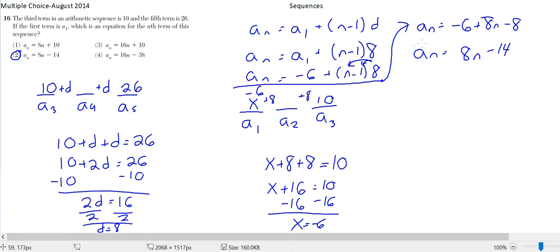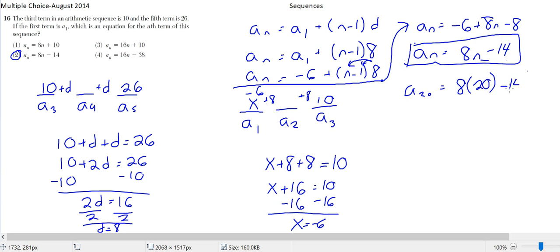Now this is a formula for the sequence with the given conditions in the question. We could use this formula to solve for, let's say, the 20th term in the sequence. Let's say we wanted to find the 20th term. We would do a sub 20 is equal to 8 times 20 minus 14. And 8 times 20, you could do it on your calculator if you don't know what it is, but it's 160. So 160 minus 14 is 146. And we could use this definition that we wrote of this sequence to solve for any term in this sequence.